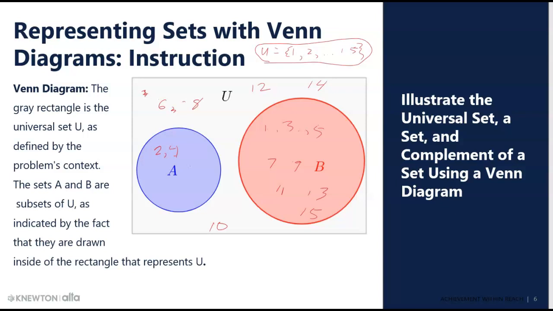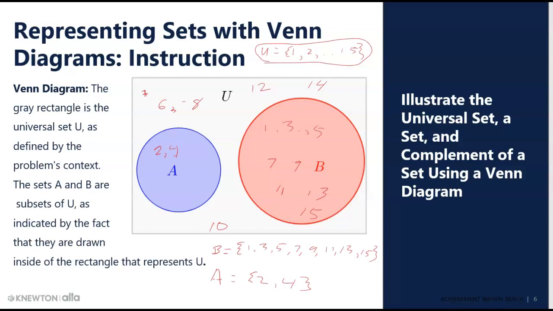The ones inside of B are in set B. So B is the set, if we write it in roster form, 1, 3, 5, 7, 9, 11, 13, 15. That's everything in circle B. And set A is the set containing 2, 4. I already wrote our universal set up at the top. It's the counting numbers through 15, including 15. So every one of those numbers, 1 through 15, has to show up once and only once.